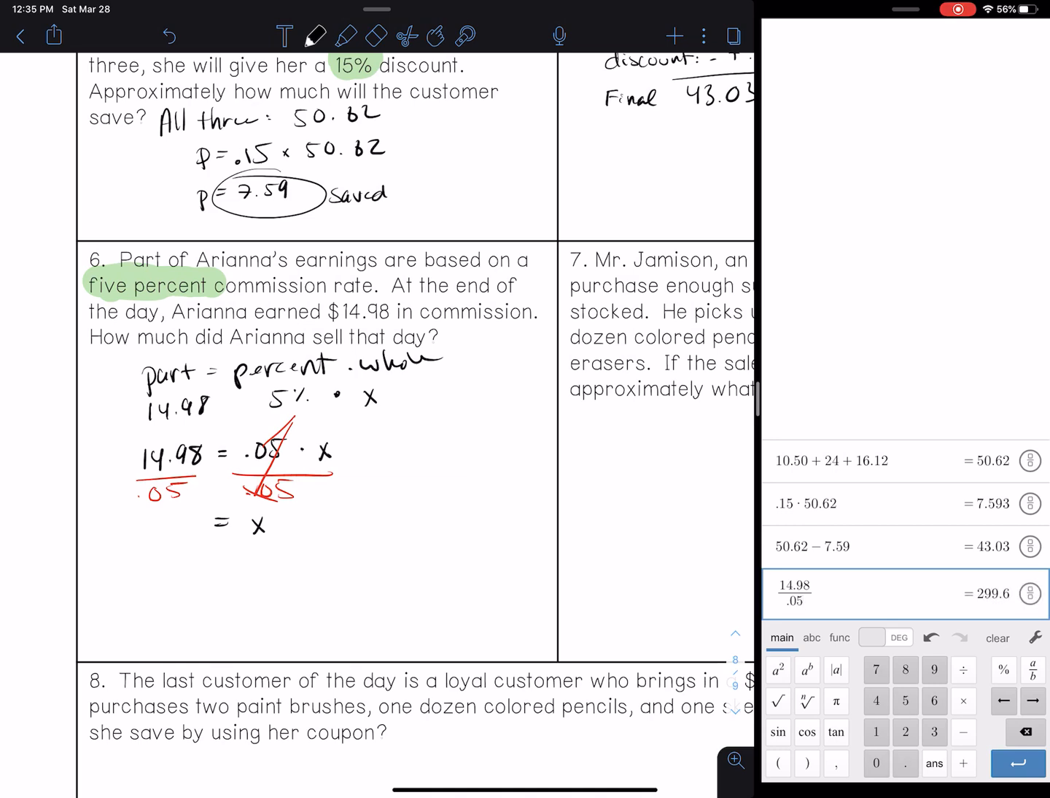And so she gets 299.6. So how much did she sell that day? Well, she sold $299.60 worth of products. So that was number 6. Okay. Number 7.